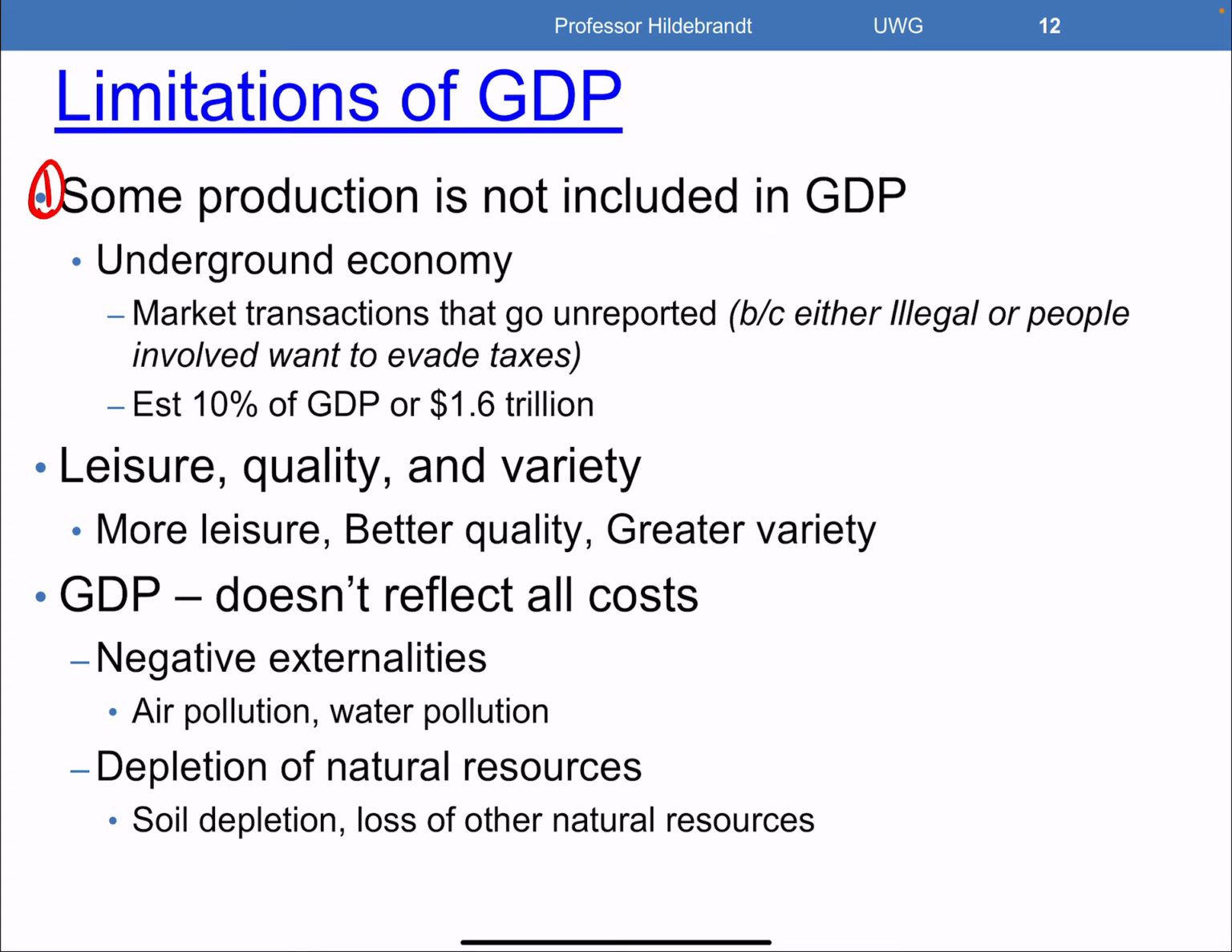Same thing if you hired like a babysitter or something like that. It's estimated, though, that for the U.S., about 10% of our GDP is unreported, or equal to about $1.6 trillion. So this is not a small amount of money.